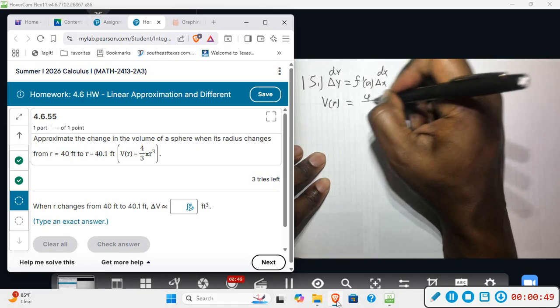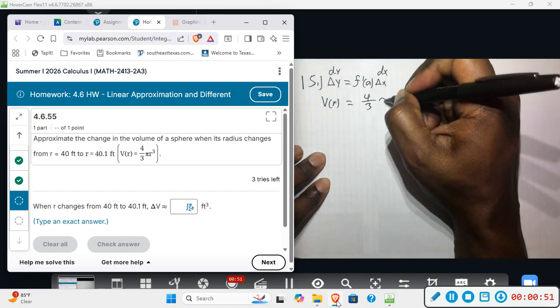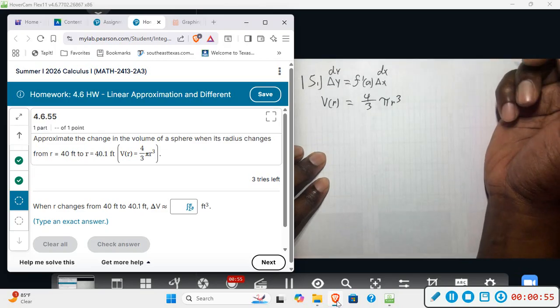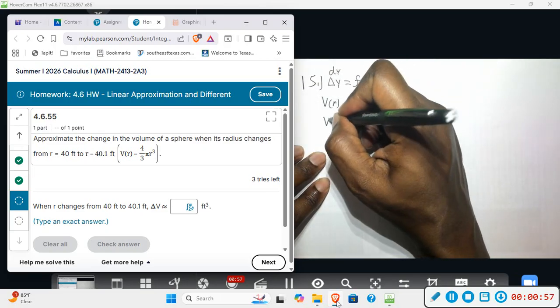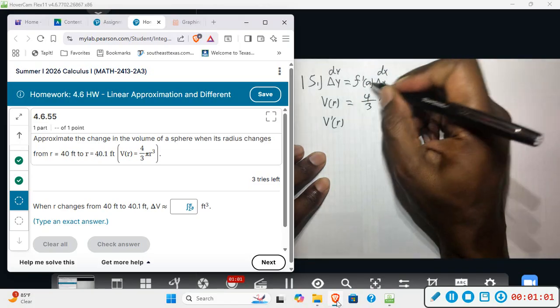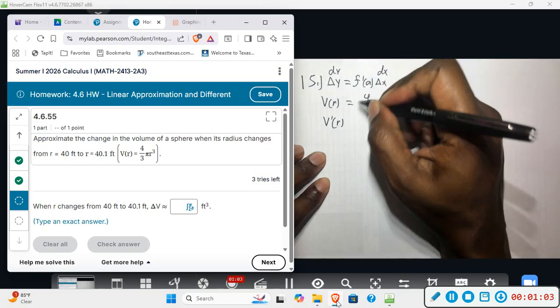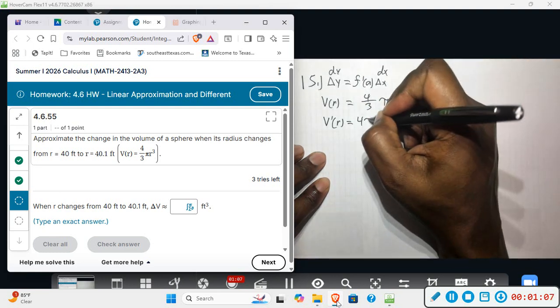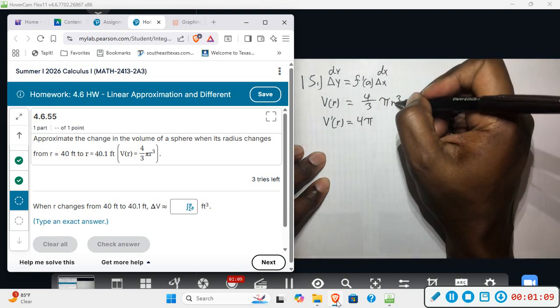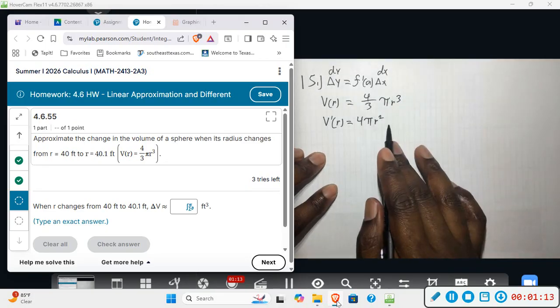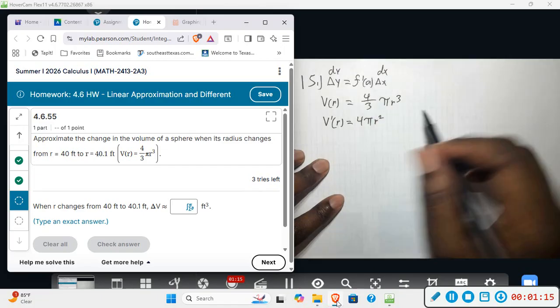So our volume function V of r is 4 over 3 pi r cubed. We're going to find the derivative. Multiply by the power of 3. It will cancel out with the division of 3, leaving me with a 4, pi is a constant, and then r squared. Okay, so here's my derivative. We're going to multiply this times the difference.